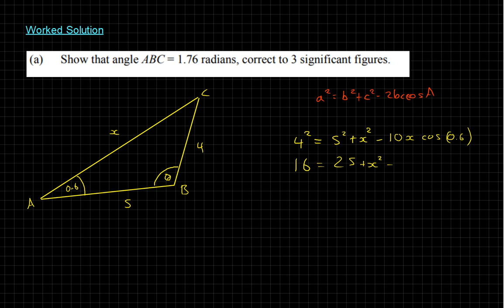Now, if I put 0.6 into the calculator, cos of 0.6, I get 0.8253 and so on. Now remember, that's in radians, so you have to make sure your calculator is set to radians.